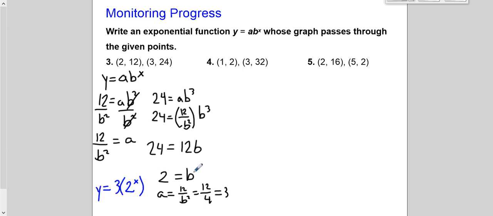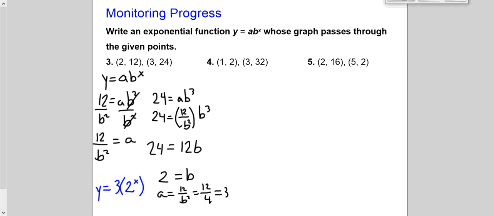Once we have a number for B, put it in our expression for A. A equals 12 over B squared. 2 squared is 4. 12 divided by 4 is 3. A is 3, B is 2. Write your equation. All right, pause here and try the other two problems.